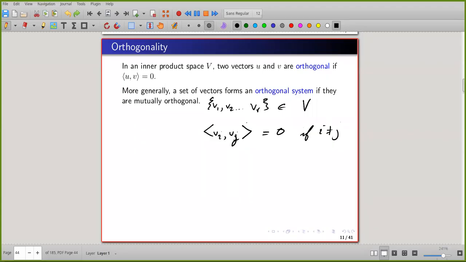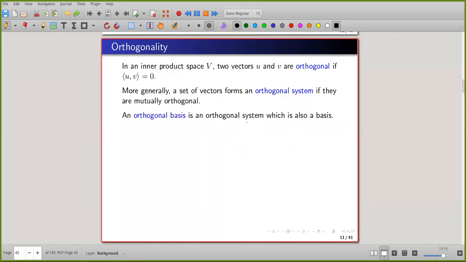All these definitions are fairly easy to understand, and they are what they are as the name suggests. An orthogonal basis is an orthogonal system which is also a basis. Please note that, let me emphasize that. A basis means a set of vectors vi, where i is in some index set, so this is a subset of V.